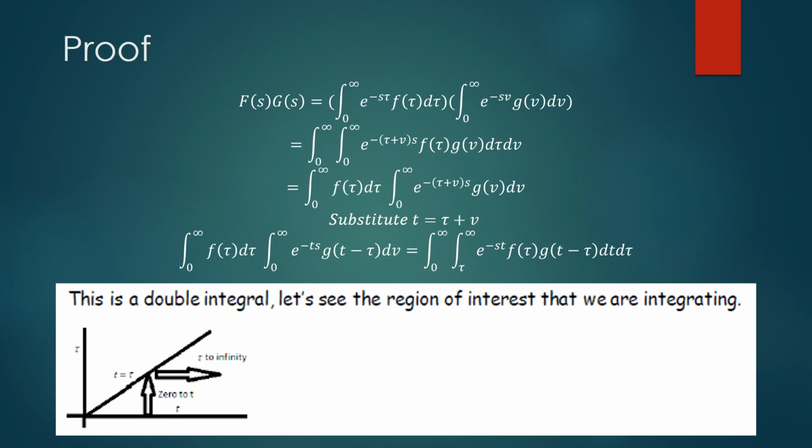Proof. Capital F(s) times capital G(s) equals the integral from 0 to infinity of e to the negative s tau times f(tau) d tau, times the integral from 0 to infinity of e to the negative s v times g(v) dv. This equation equals the double integral from 0 to infinity of e to the negative (tau plus v) times s, times f(tau) times g(v) d tau dv.